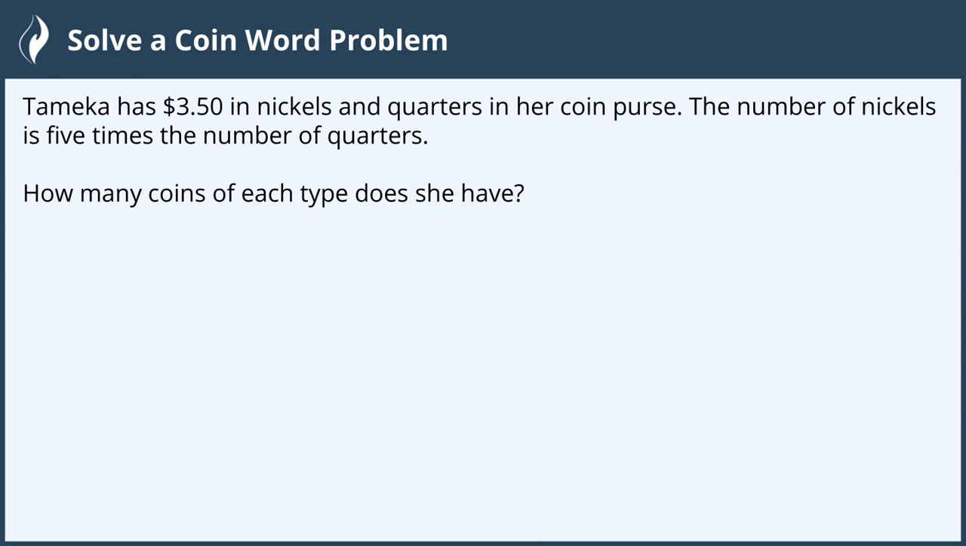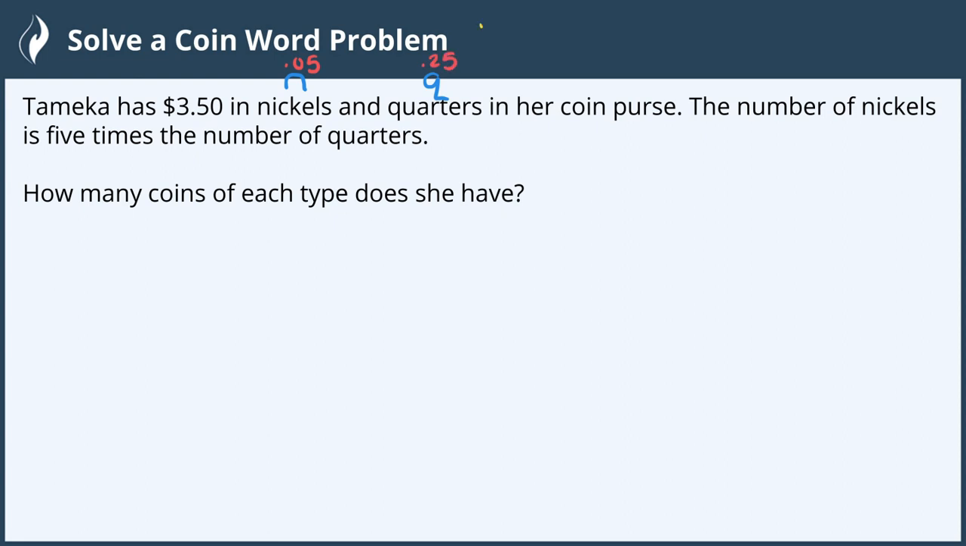We have two unknowns, so we'll need two variables to represent each. I'm going to choose N to represent the number of nickels, and Q to represent the number of quarters. Nickels are worth 5 cents, and quarters are worth 25 cents.